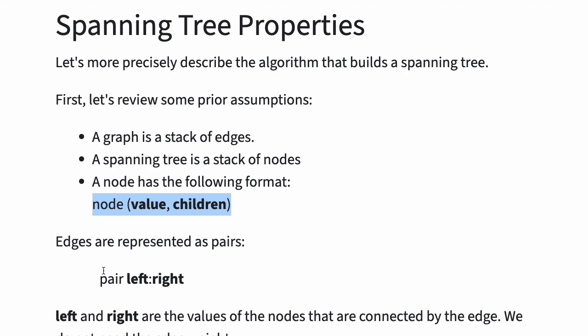Edges are represented as pairs. Left and right are the values of the nodes that are connected by the edge. We do not need the edge weight. The description of the spanning tree algorithm contains new functions, so let's define the functions first.